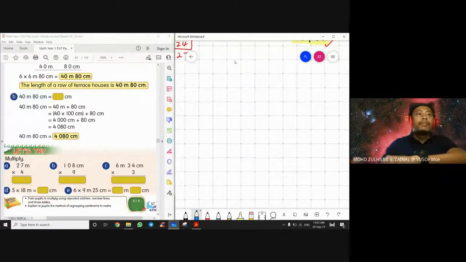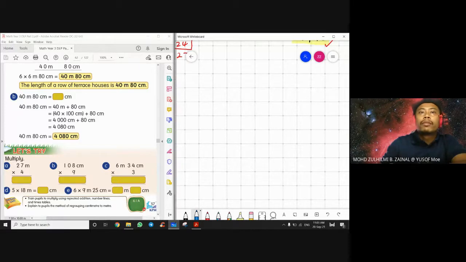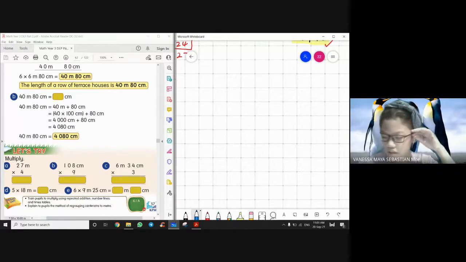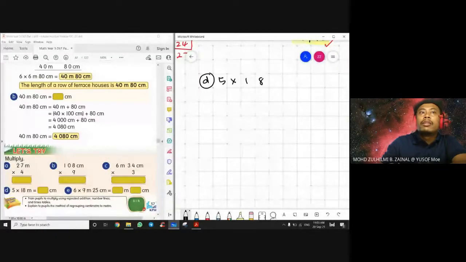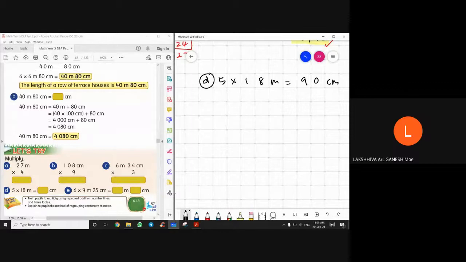Okay, Vanessa said she got a wrong. Apa? You got berapa? How much answer you got for D? 90 meters. 90. Yes. 5 times 18 meters equals to, you got 90. Yes. 90 centimeters.